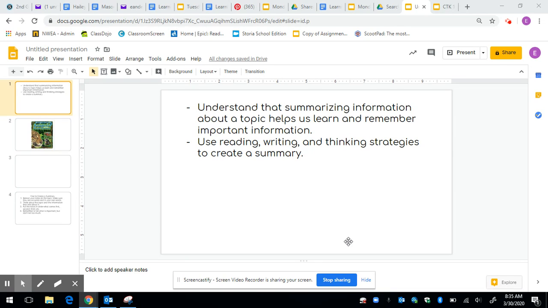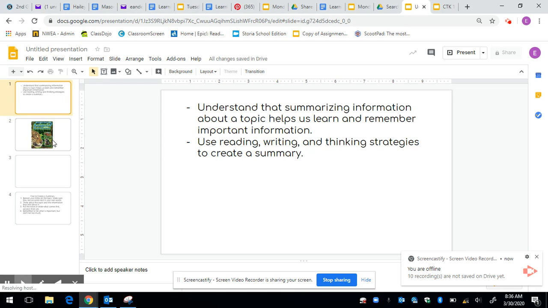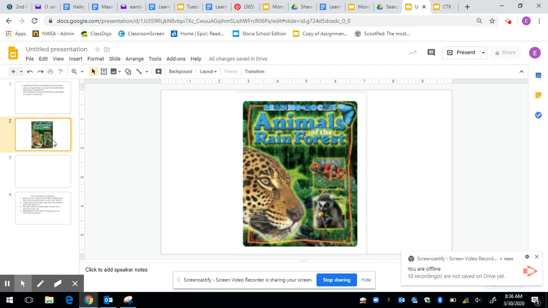And a summary is often a paragraph in which all the sentences relate to one topic. The topic is what we are reading and thinking about. And you can often tell what the topic is from the title of what you're reading. So if we look here, it's pretty obvious what our topic is. It is Animals of the Rainforest. This is the book that we looked at on EPIC yesterday.